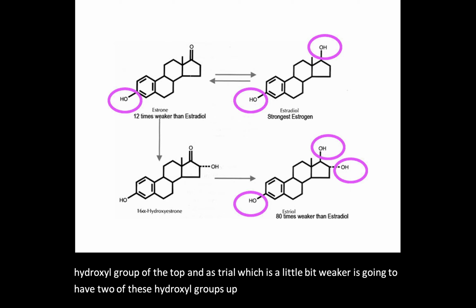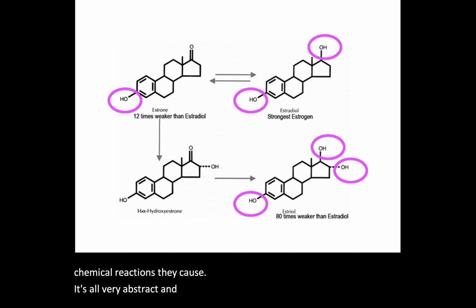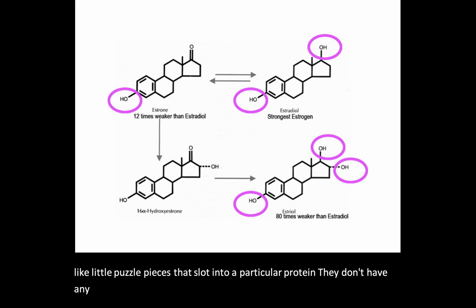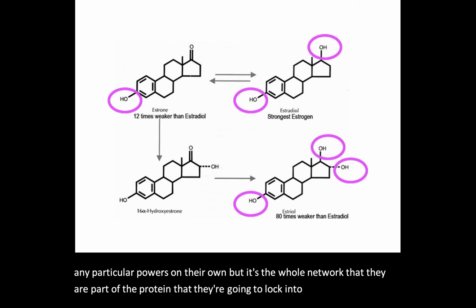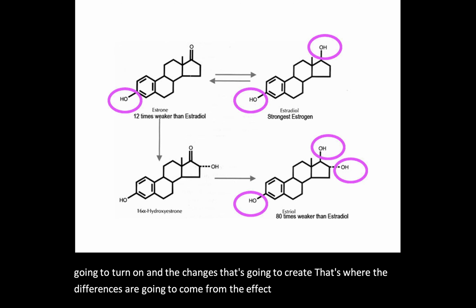The weakness or strength is going to depend on what molecules it binds to and what chemical reactions they cause. It's all very abstract and downstream. These molecules are just little pieces, like little puzzle pieces that slot into a particular protein. They don't have any particular powers on their own, but it's the whole network that they're part of. The protein that they're going to lock into, and the protein that's going to turn on, and the changes that's going to create. That's where the differences are going to come from in the effect of estrogen versus testosterone.